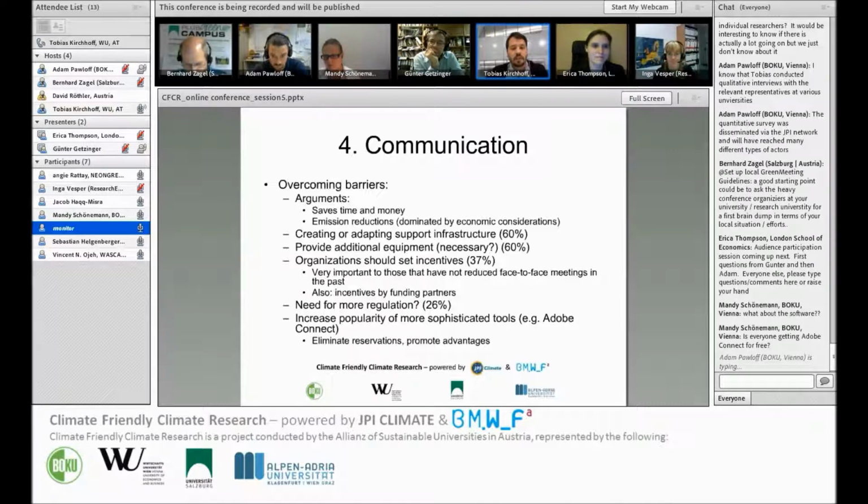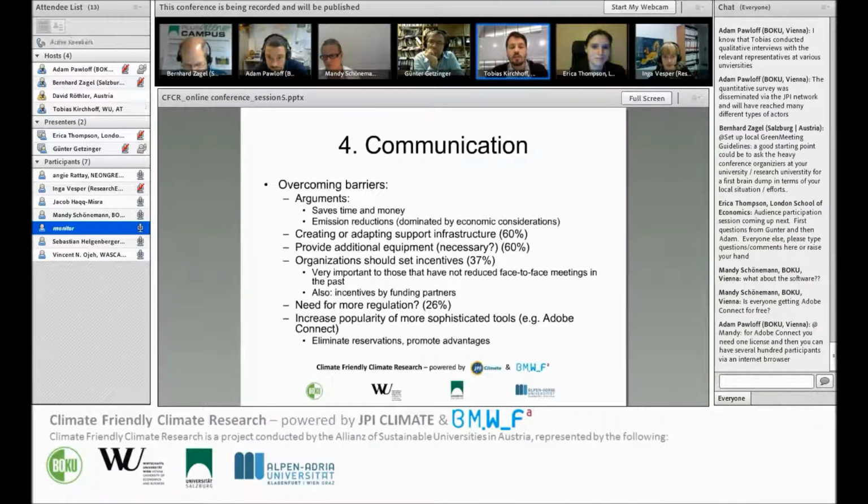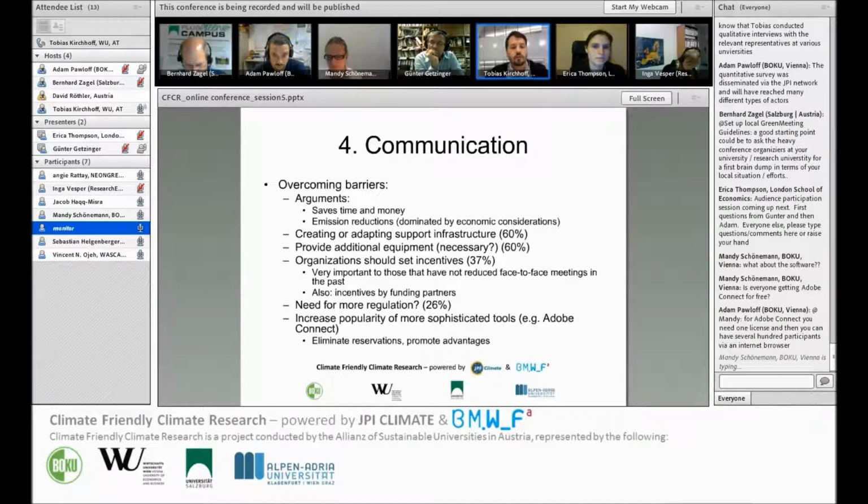Also, what was kind of important were incentives by funding partners. So incentives should be set by funding partners that actually foster online communication and reduce face-to-face meetings. I think there is a need for more regulation, but actually the population for my research said that that's not the case. They're not really in favor of increased regulation. And what I've already talked about is that we need to increase the popularity of more sophisticated tools, and in that regard, specifically eliminate reservations and promote the advantages.